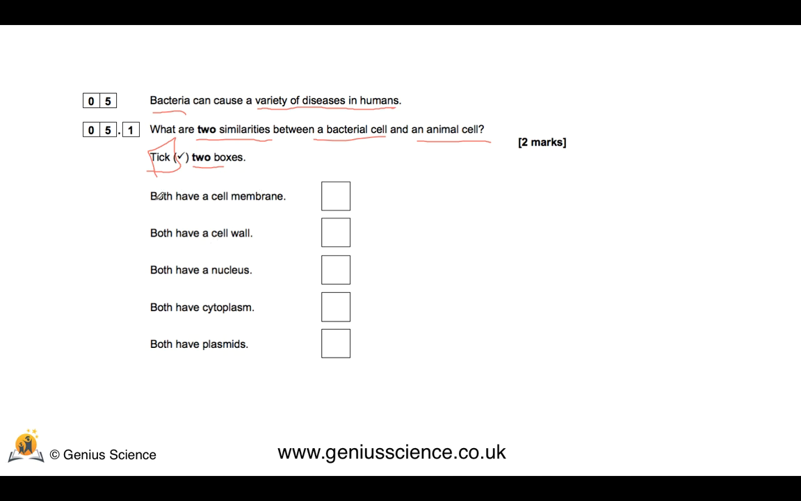So both have a cell membrane. Yes, they do. Both have a cell wall. That's not true. Only bacterial cells have a cell wall. Both have a nucleus. Again, that's not true. Only animal cells have a nucleus. Both have a cytoplasm. That is true. And both have plasmids. That is not true. Only bacterial cells have plasmids. They're small circular pieces of DNA that float in the cytoplasm.